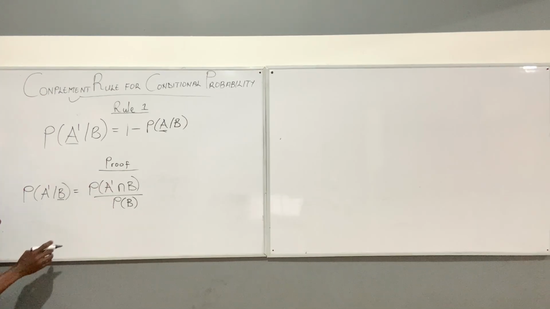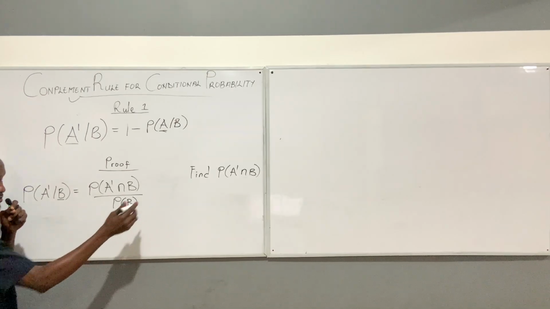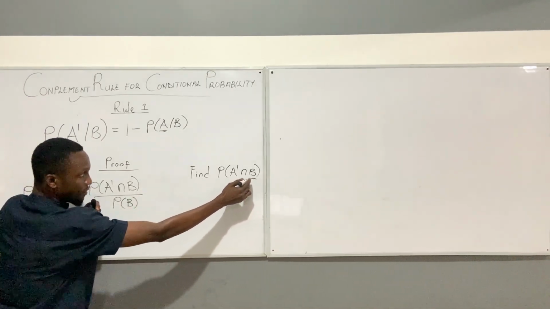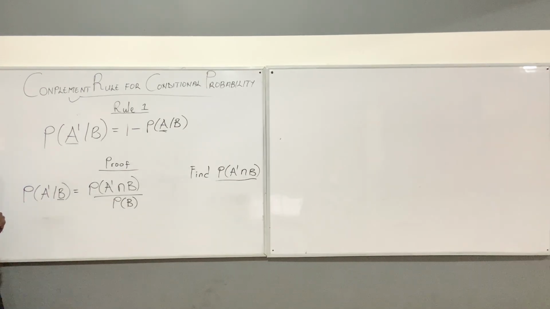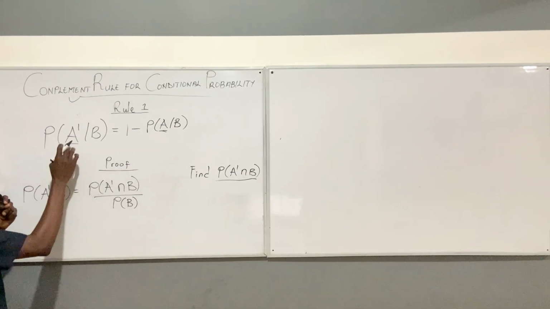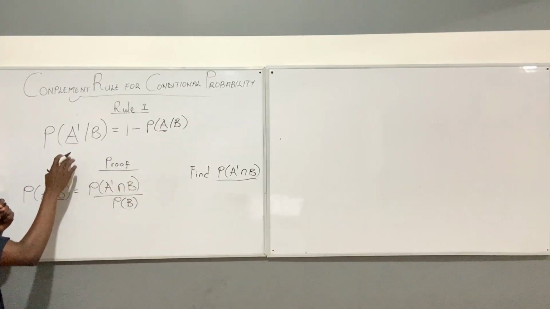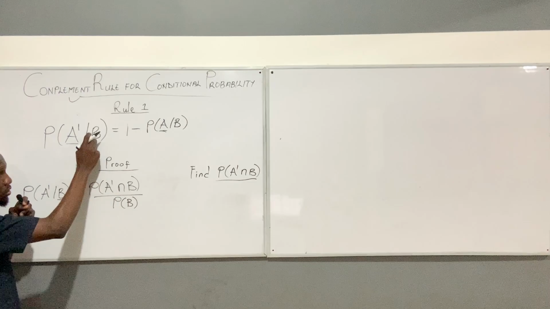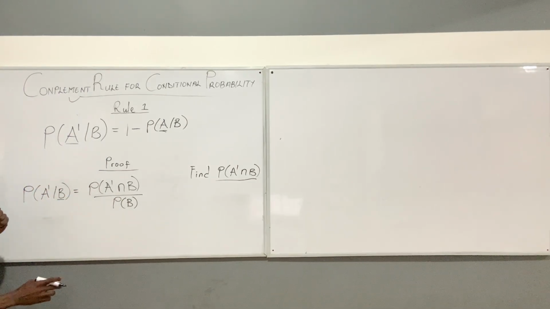So let's consider, or find, the probability of A complement intersection B. Now, that is what I have here. Before we can find this, how do we do that? We need to consider the denominator. Remember that in the beginning, I told you that because of the complementary nature of these two, they are found in the probability of what? B. Remember I told you.